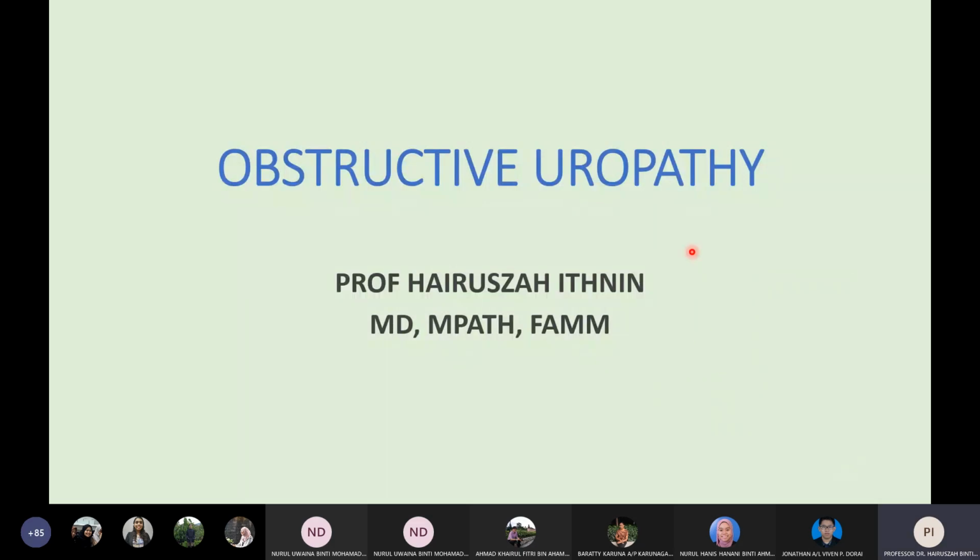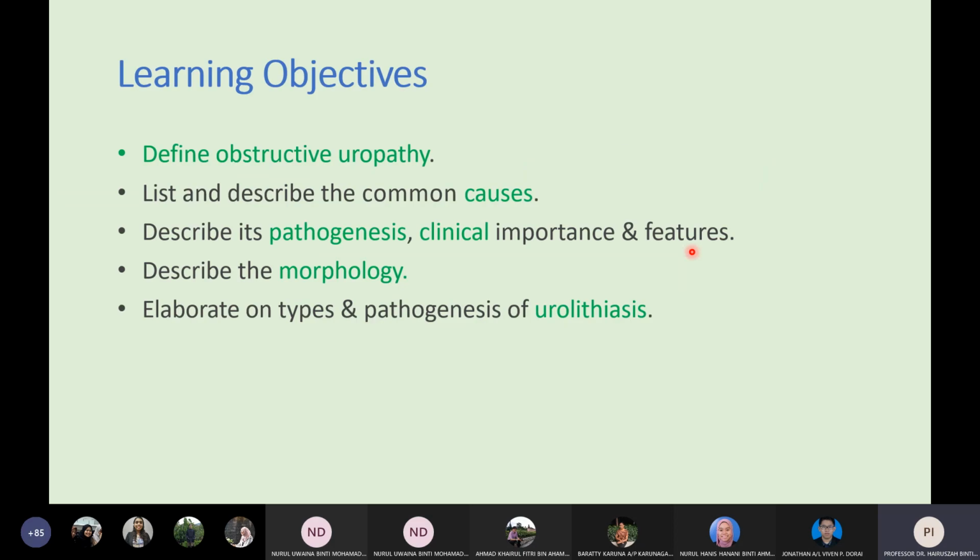I know in your timetable it is obstructive nephropathy, right? It's used interchangeably with obstructive uropathy, but I would rather use the term uropathy because it indicates the urinary system. Nephropathy, terminology itself, is just the kidney, but actually it's the whole urinary system which is involved. Yeah? So obstructive uropathy, nephropathy. Okay, this is what we will look at.